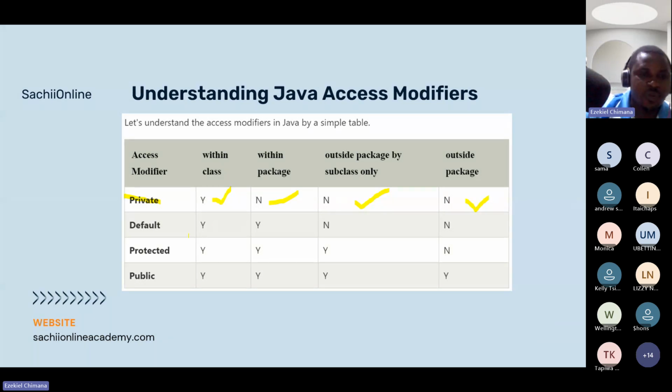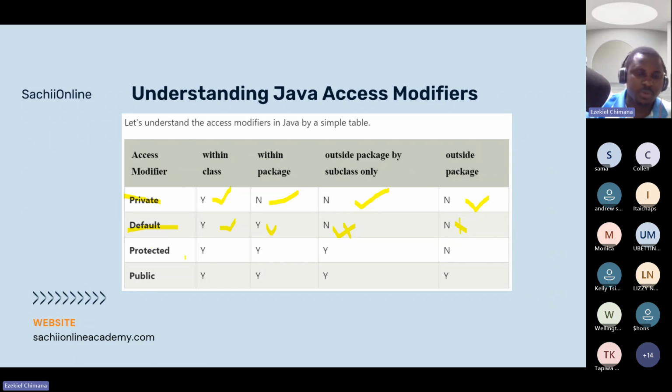And then if you mark it default, if it is the default access modifier, you can access it within the same class, also within the same package. But if you try to do it through inheritance, no, and also no outside the package. Say you have got a class in another package and you try to access the members of that class, they are not going to see each other.